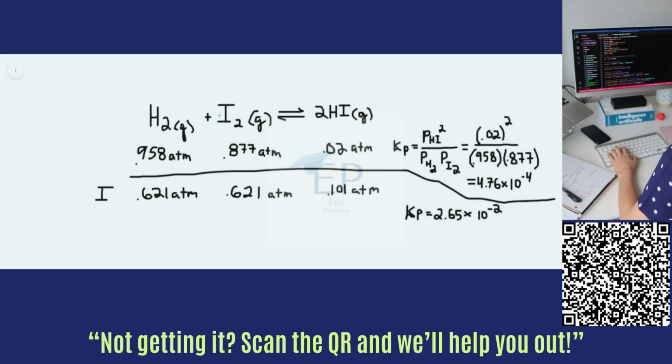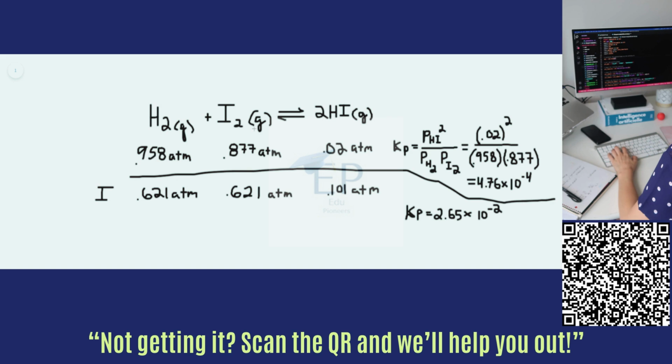So above this horizontal line, I have what it says are the equilibrium conditions. It says at equilibrium at 175 Kelvin, the pressure of H2 is 0.958 atmospheres, the pressure of I2 is 0.877 atmospheres, and the pressure of HI is 0.02 atmospheres. Here's the equation for the equilibrium constant with respect to pressure, or Kp. It's the partial pressure due to HI squared, because there's a 2 here, divided by the product of the partial pressure of H2 and the partial pressure of I2.